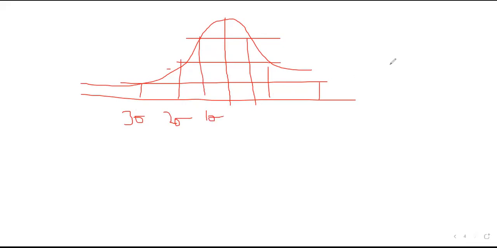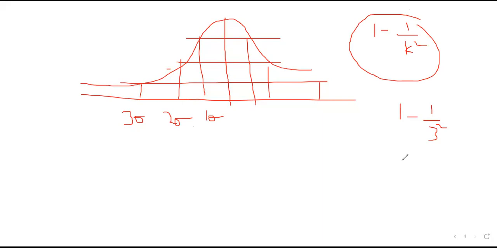Who remembers the formula for Chebyshev's rule? 1 minus what? 1 over k squared. So regardless of which population, it's able to tell you how many standard deviations are there. If you are being asked within 3 standard deviations, 1 minus 1 over 3 squared. 2 standard deviations, 1 minus 1 over 2 squared. Okay.